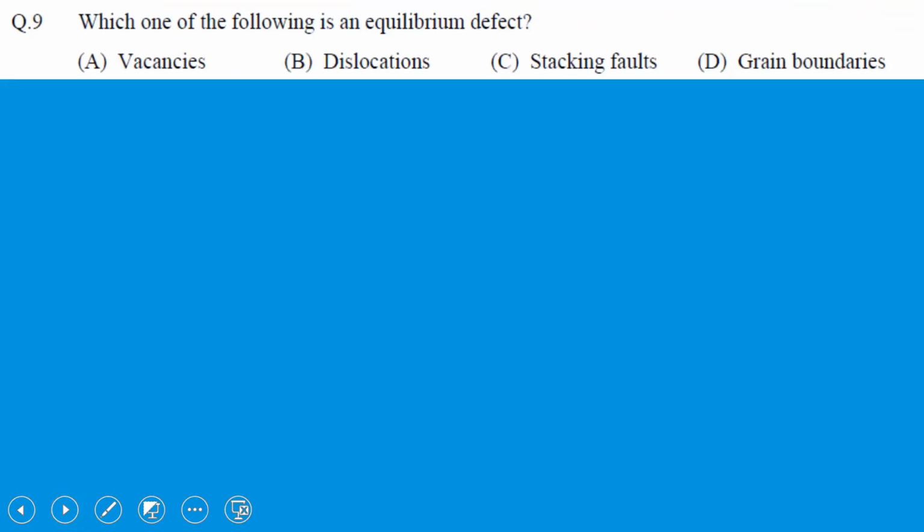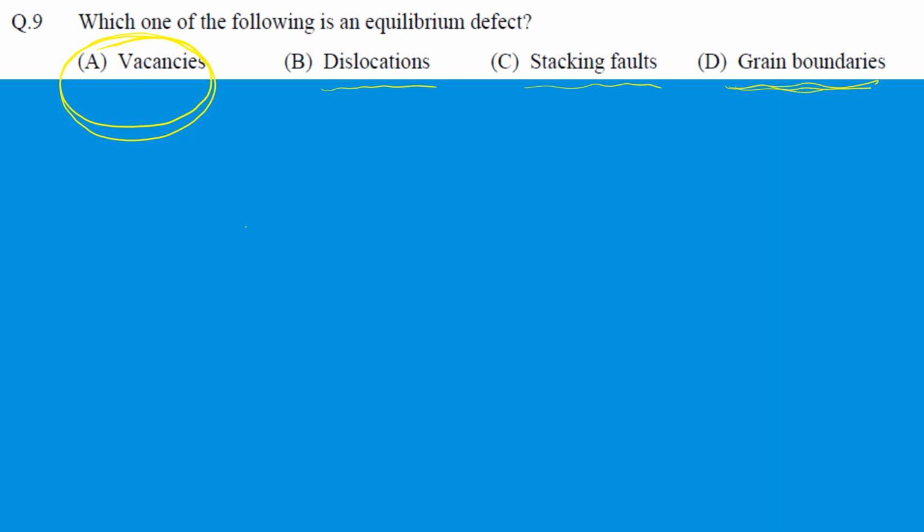Next, which one of the following is an equilibrium defect? A vacancy, dislocation, stacking fault, grain boundary. So guys, always remember that vacancies are the only ones which are stable, or you can say these are equilibrium defects, meaning at a certain temperature this exists such that it decreases the overall Gibbs free energy and becomes stable, right? The presence of dislocations, stacking faults, grain boundaries, right? These are not equilibrium ones. Okay.